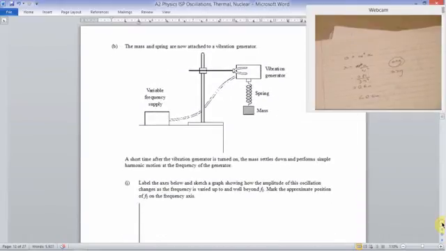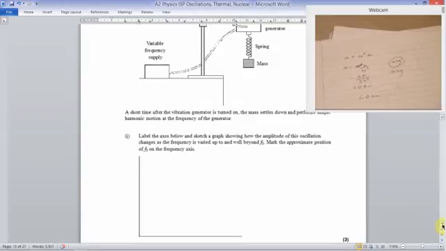Okay, so we've got a setup over here of a mass and a spring. This time it's connected to a vibration generator. A short time after the vibration generator is turned on, the mass settles down to perform simple harmonic motion at the frequency of the generator. Label the axes and sketch a graph showing how the amplitude of this oscillation changes as the frequency is varied up to and beyond f0. Mark the approximate position of f0 on the frequency axes.